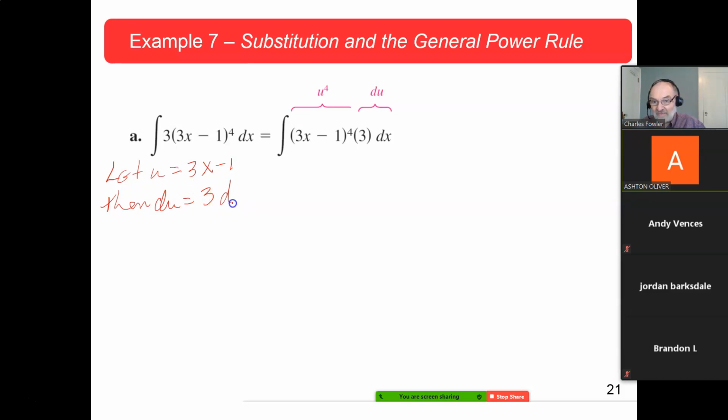Anybody? 3 dx. Always follow a d with a d, okay? And here's your du right there, and here's your u to the 4th here. So that's where they get this. This is then equal to the integral of u to the 4th du. And we could do that, right? What would that be?